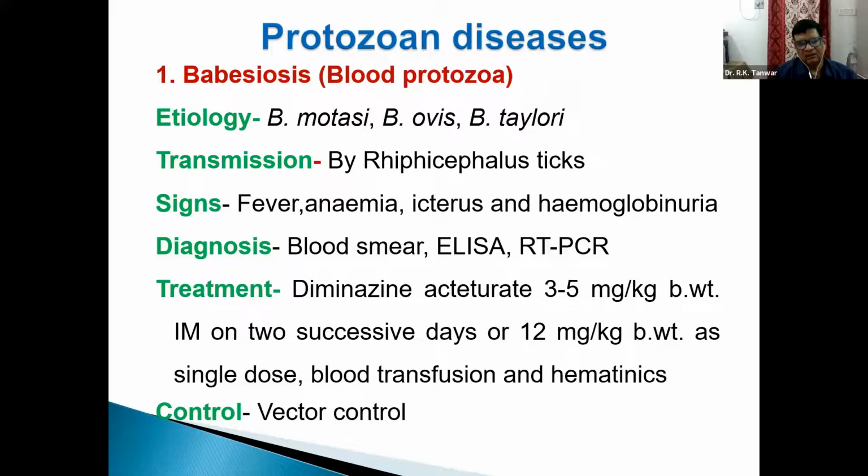The sign is very characteristic, and treatment is also 100% effective. Imidocarb is given at the dose rate of 3.5 milligram per kg body weight, deep intramuscular, but two injections are required. Or if you want to give one injection, 12 milligram per kg body weight. But again, blood transfusion and hematinics are a problem. But if the animal is treated at an early stage, then there is no requirement of blood transfusion or any hematinic. But oral hematinics can be given. Tick control is the factor of control.